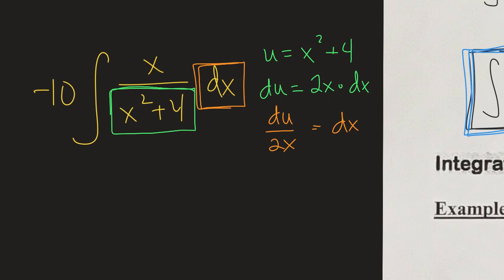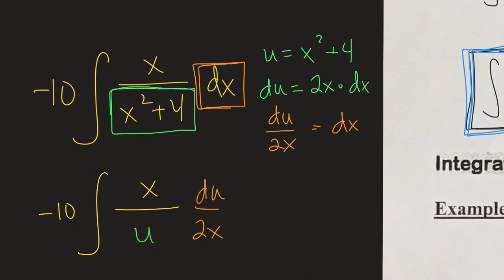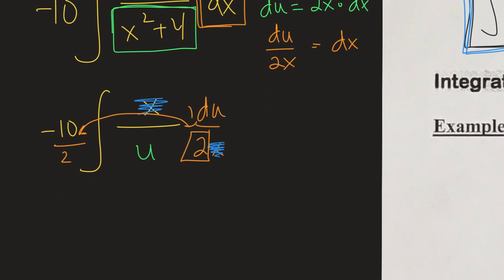So now I'm going to replace my dx and my u value. So let's see, what do I get? Negative 10 times the integral of x over. This is now u, and this is du over 2x. Okay, and this is why it's a good candidate for u-substitution. Your x value here divides your x value there. Okay, so we're also going to pull the 2, right, the 1/2. We're going to pull this to the front also. And we have something that looks like negative 5 times the integral of 1 over u du.